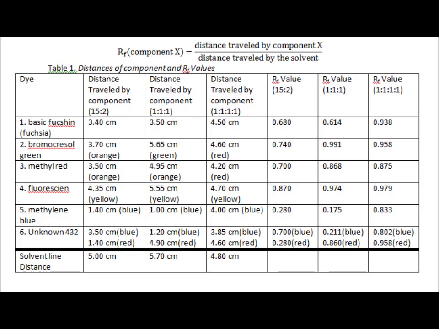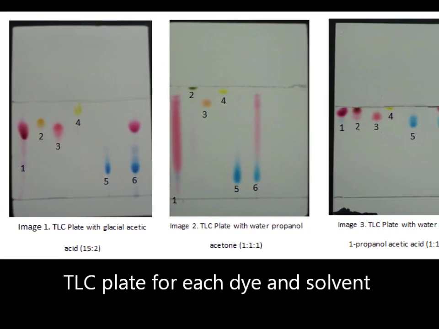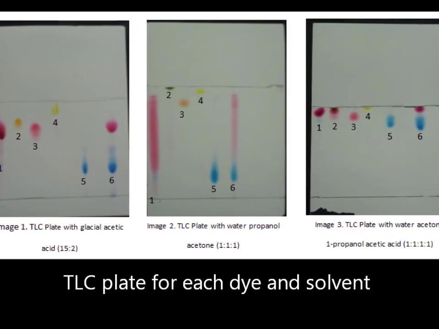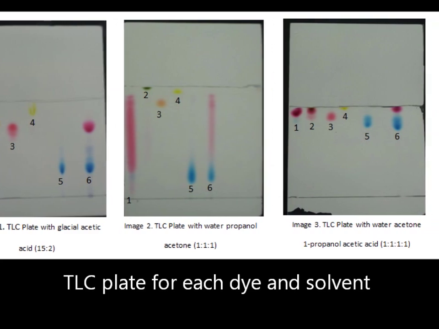The retention factor for each component was found by taking the distance traveled by the solute divided by the distance traveled by the solvent. Using the results from the TLC plate, the unknown was found to have methylene blue and basic fuchsin.